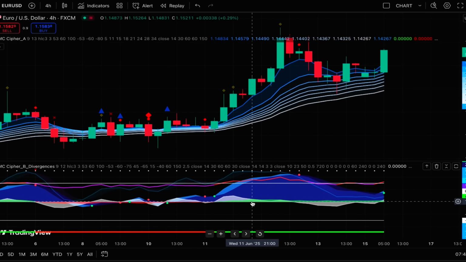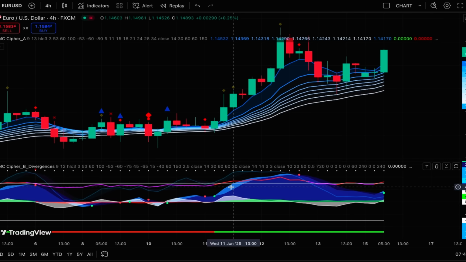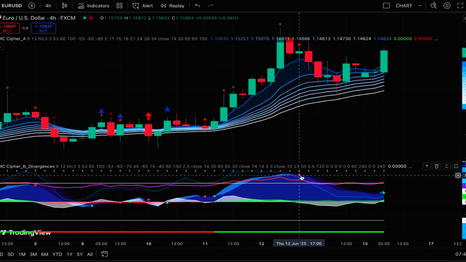Alright, let's begin with Market Cipher B. As you can see, it has different components and together they can help us to effectively analyze the chart. This blue histogram, this light blue and dark blue, is the wave trend indicator. The light blue is wave 1 and dark blue is wave 2. The indicator gives buy-sell signals based on their crossovers and they are shown with the help of these small green and red circles that you see on the chart.